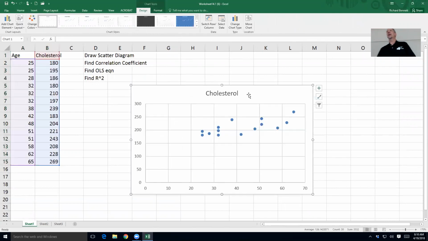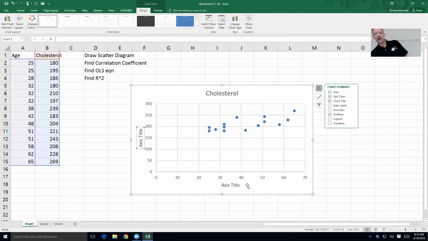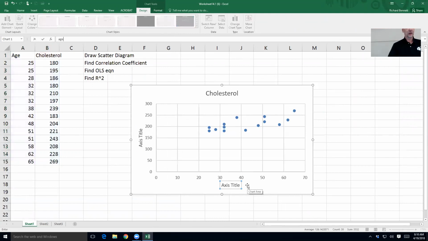Okay, and then how do you put in the titles? Plus sign. Axis titles. What's this down here? Page. The other one's cholesterol.